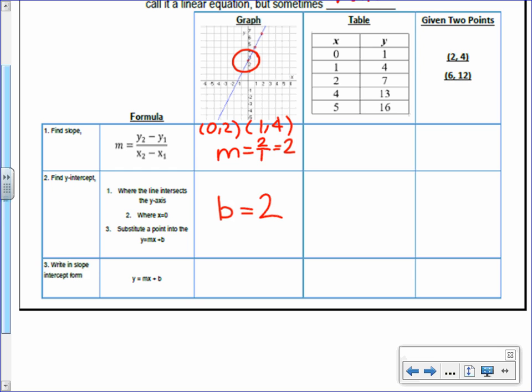So now, write the whole linear equation. At your table right now, write the linear equation. Y equals... Work with people at your table if you need to. Hopefully you got y equals 2x plus 2, because 2 is the slope. Everybody good there? Okay. That's simple because they gave us the y-intercept and we know how to find slope.